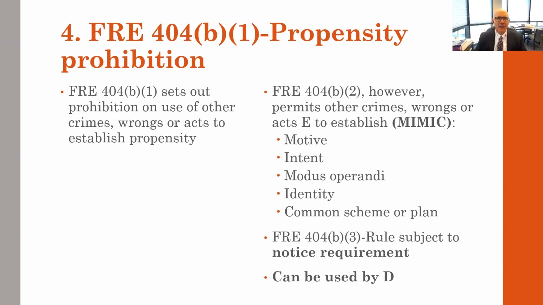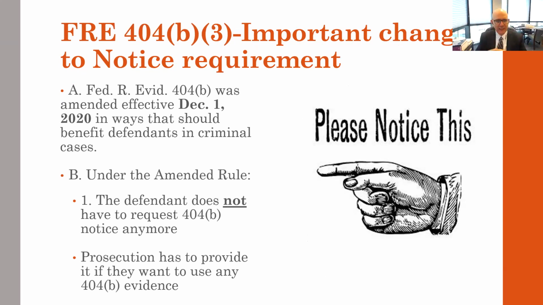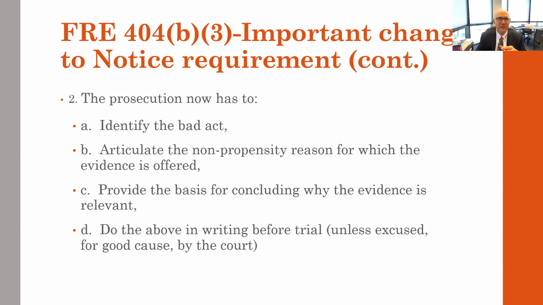It's important to keep in mind that this rule changed recently, in the last 2 years. The defendant now does not have to request notice anymore under 404(b). The prosecution has to provide it automatically if it intends to use 404(b) evidence. And the prosecution has to, at least in theory now, do the following: identify the bad act, articulate the non-propensity reason, that is, it's being used for motive, for identity, or whatever it may be, provide the basis as to why that evidence is relevant, and do all that in writing prior to trial. Again, this is something that changed recently, but oftentimes it's still not being abided by the prosecution.